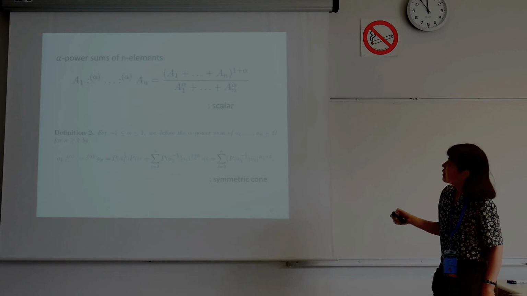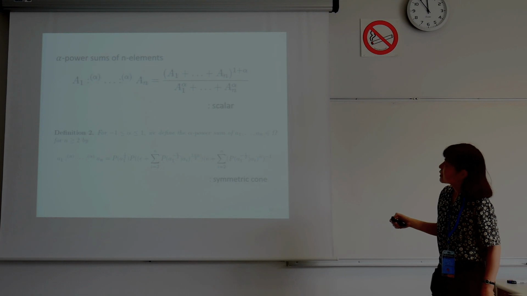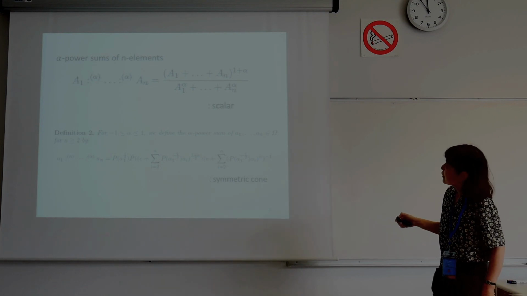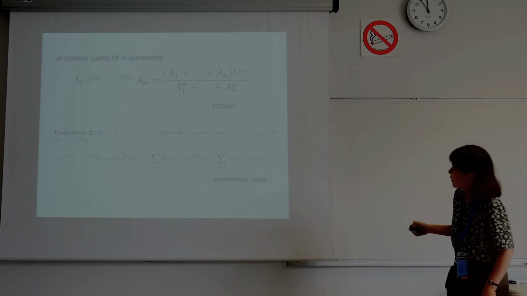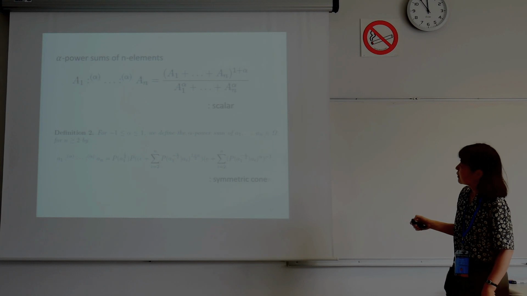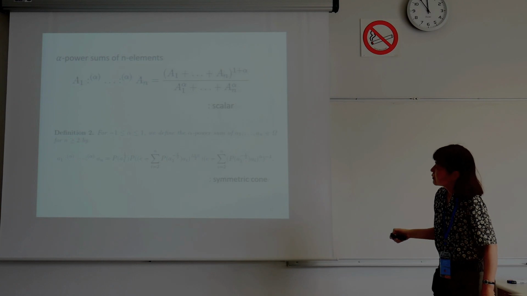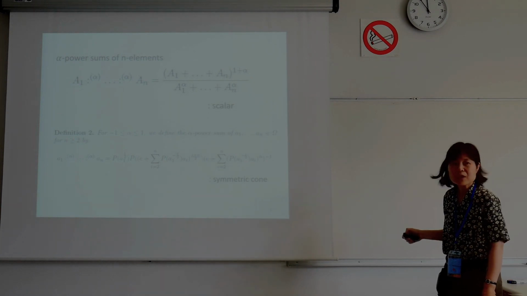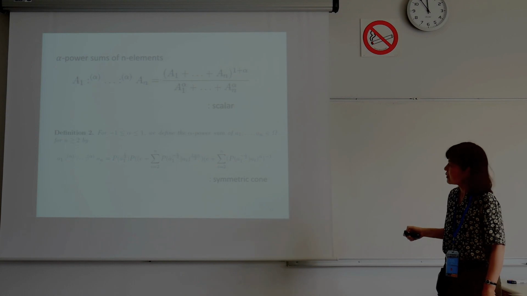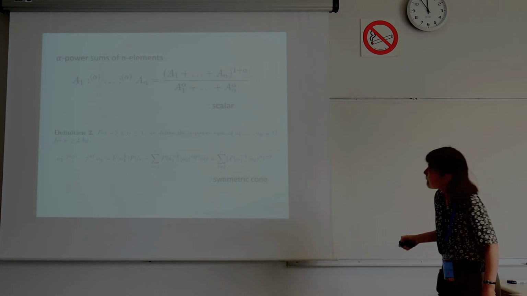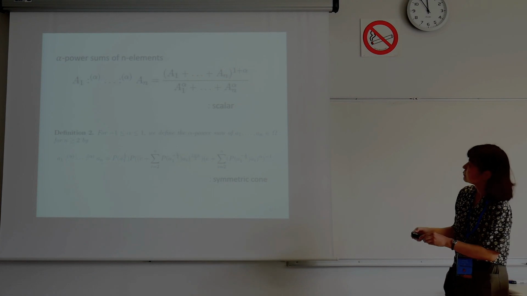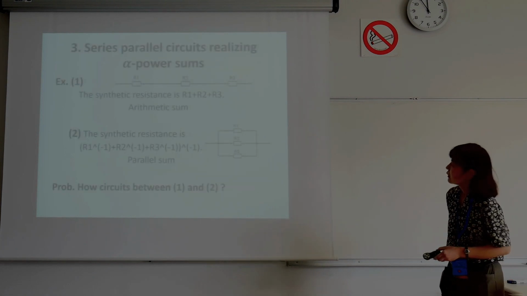For n elements, the alpha power sums of n elements are like this, in the case of scalars. If elements A1 to An are in a symmetric cone, the alpha power sums of n elements are defined like this.